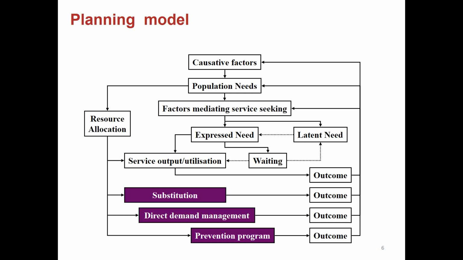When we want to reduce demand, before we increase service provision or expensive service provision, we can consider 3 other approaches which create long-term benefits as well, that will ultimately reduce the needs of the population: substitution, direct demand management and prevention programs. They may not immediately reduce the demands on the services, however, the investment can go a long way and is much cheaper than providing tertiary services in the hospital system.